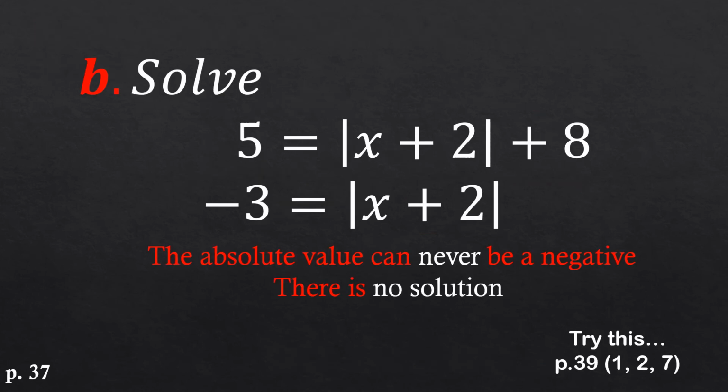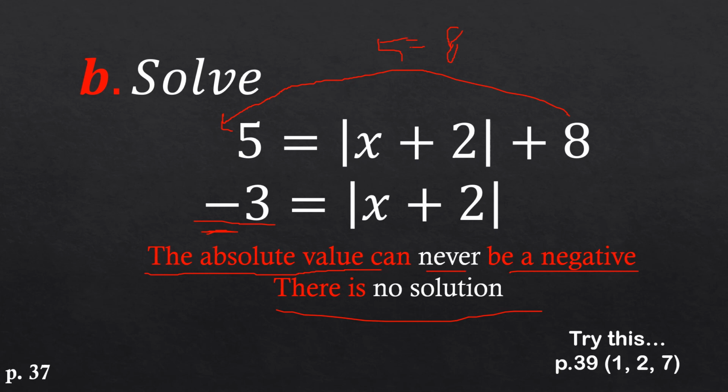B, solve 5 equals the absolute value of x plus 2, plus 8. So what we do here, move 8 to the other side. It will be 5 minus 8. 5 minus 8 will be a negative 3 equals the absolute value. Here it is negative. The absolute value can never be negative. There is no solution. As here it is negative, so there is no solution.